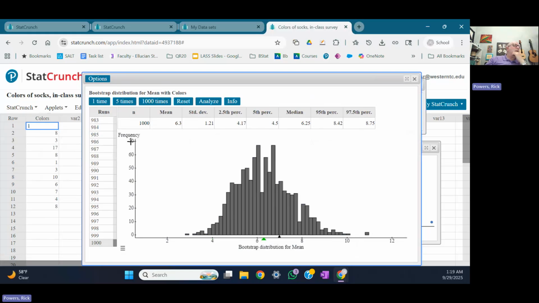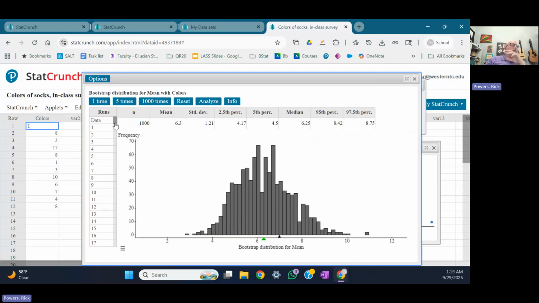But notice also that I have a list of runs here on the left-hand side. And what's happened here is that it's done 1,000 of these different randomly generated things from 1 to 1,000. And this is where a lot of people get confused, because on the homework, it asks you for the first sample mean.